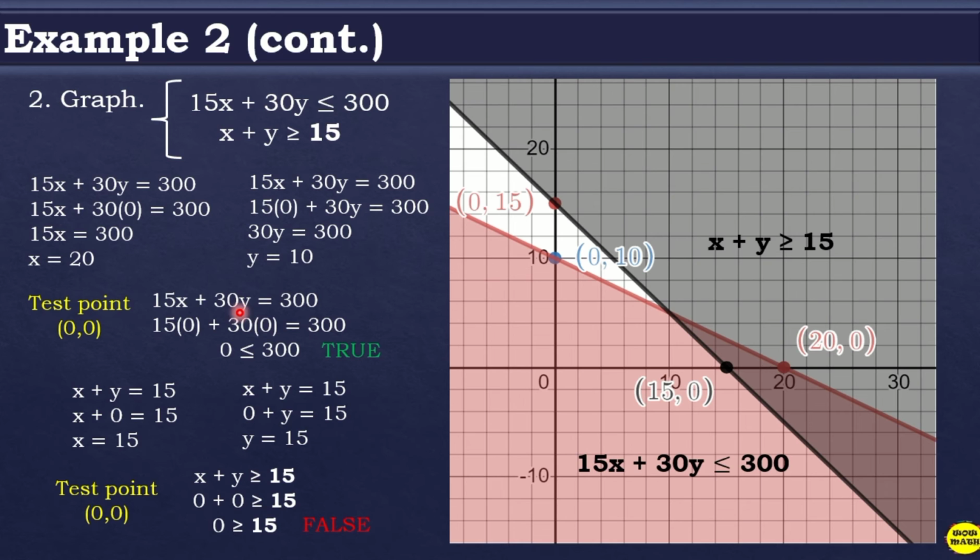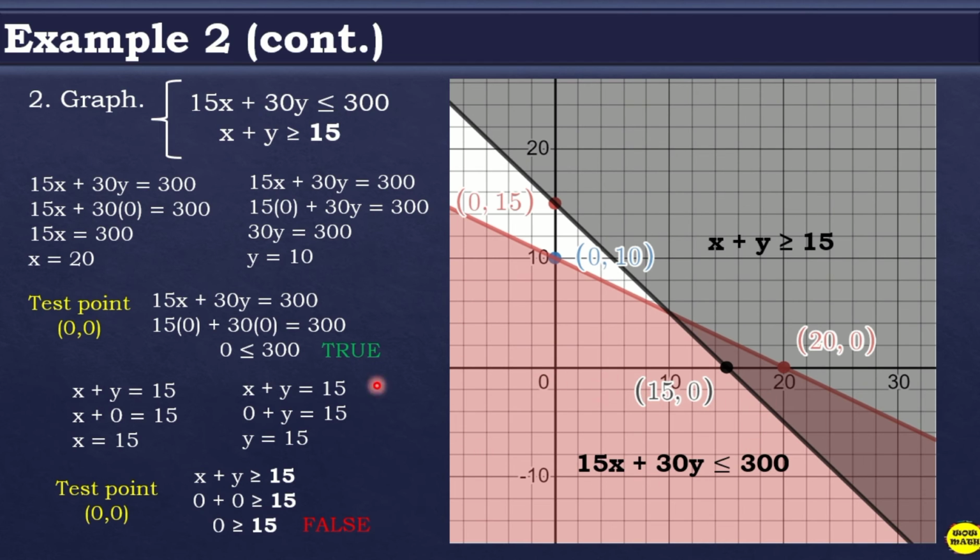Okay, so tingnan natin. Ito yung 20, ito yung 20. 0, yung x-intercept, ito yung 10. So, ayan na, kinonect natin. Your boundary line is solid kasi may equal sign siya. Okay? And then, since this is true, kasama yung origin mo sa isi-shade.